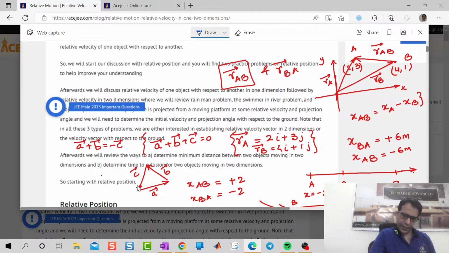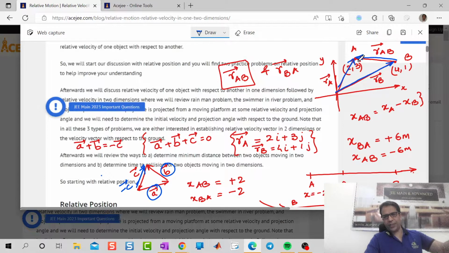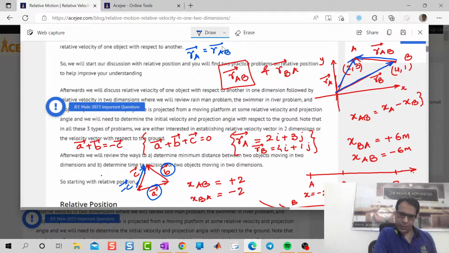Let's see. So the negative vector will be this one, beta minus C. So A plus B is equal to this vector in blue, minus C vector. Now compare this with this one. So RB plus RAB is RA. In other words, RA minus RB is RAB. Once again, what I'm saying is RA is equal to RAB plus RB, which means position vector RA minus position vector RB is RAB.